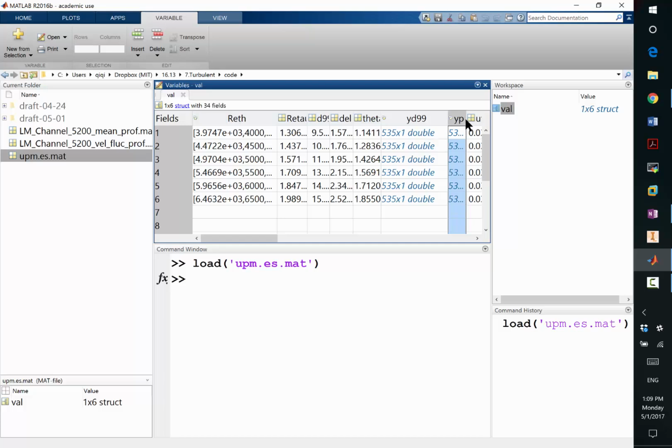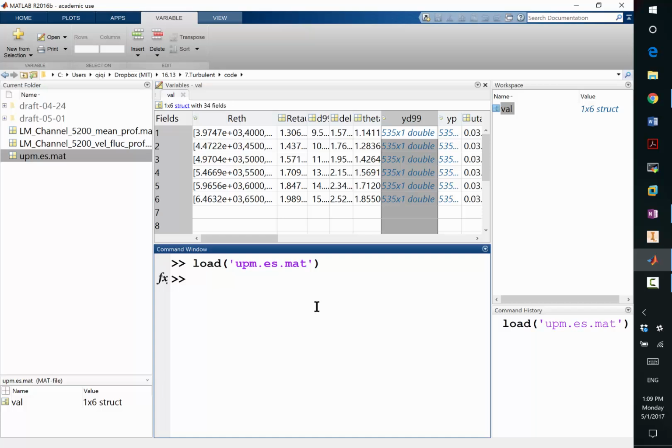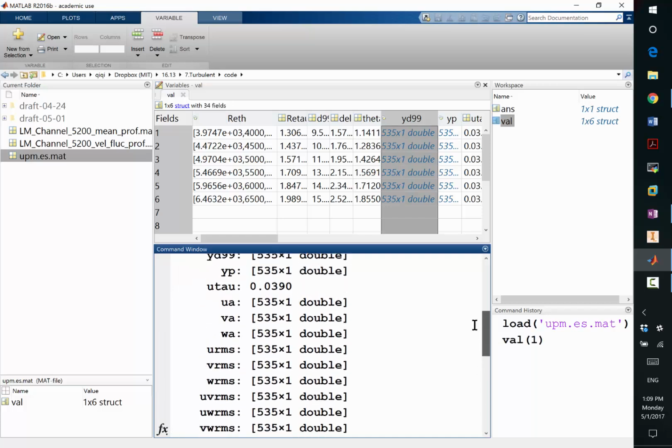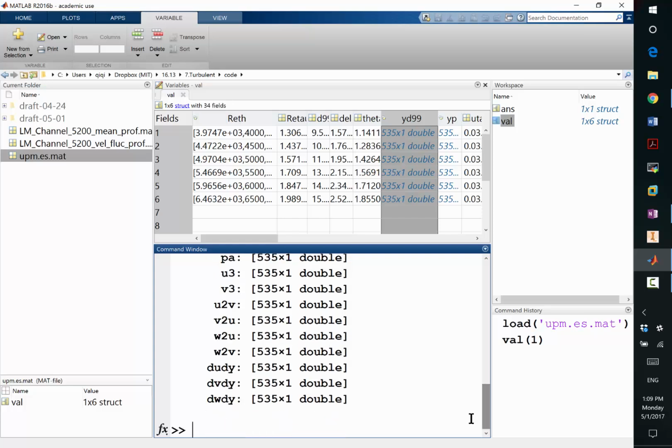There is also yp, that is also every grid point, but normalized with respect to y star. So that's the friction length scale. So for example, this is called a val. If I take val 1, that's basically a structure that contains a lot of different things. But for example, if you put val1.yp, that's the y plus normalized with respect to the inner scale.